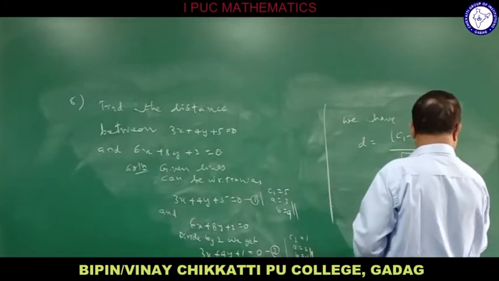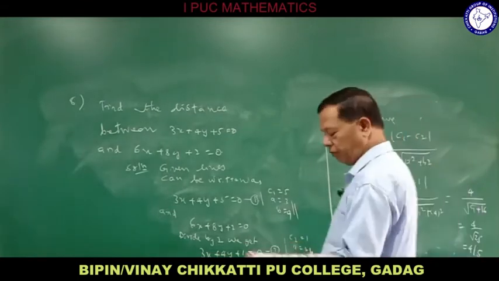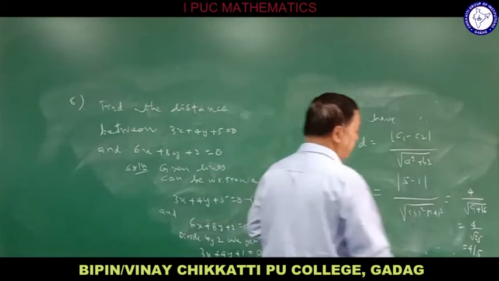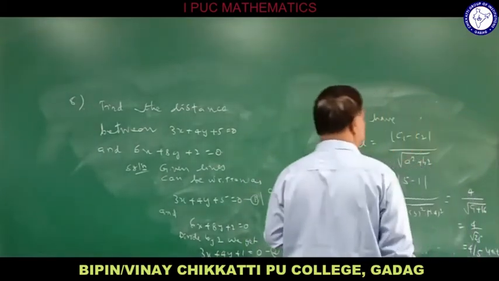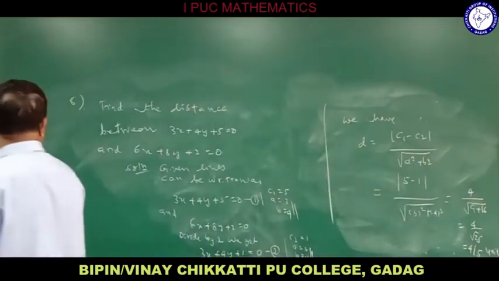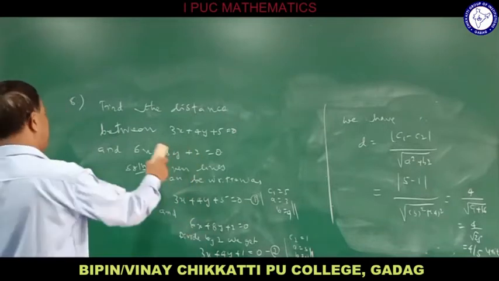4 divided by root of 25. That's 4 divided by square root of 25, which is how much? 5, you have got. So what is the answer here? 4 by 5 units, you can say. This is the way we find the distance between the lines. The distance between the parallel lines is one and the same.